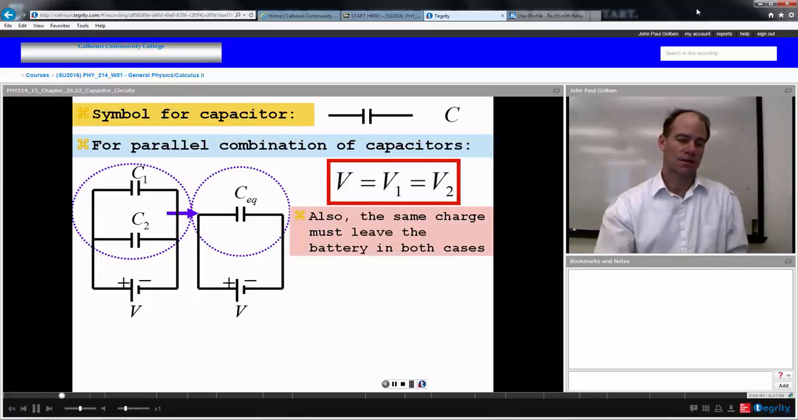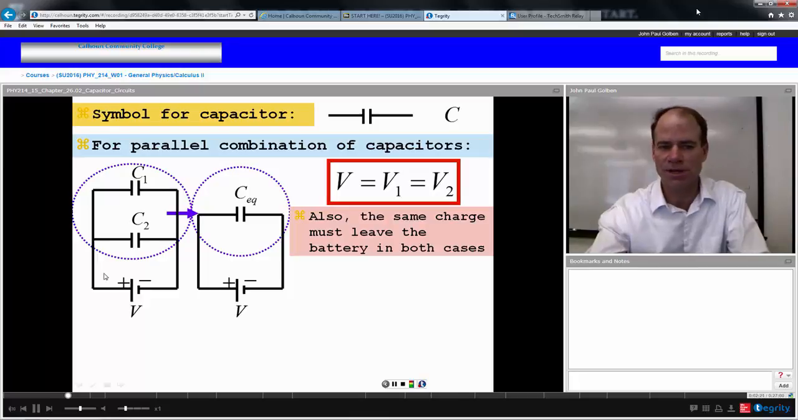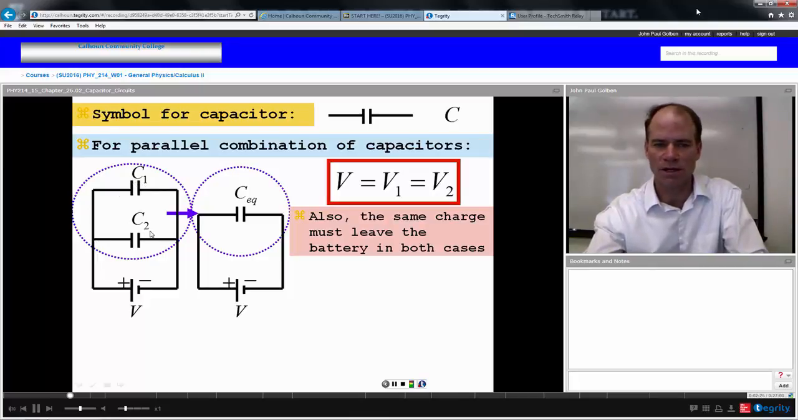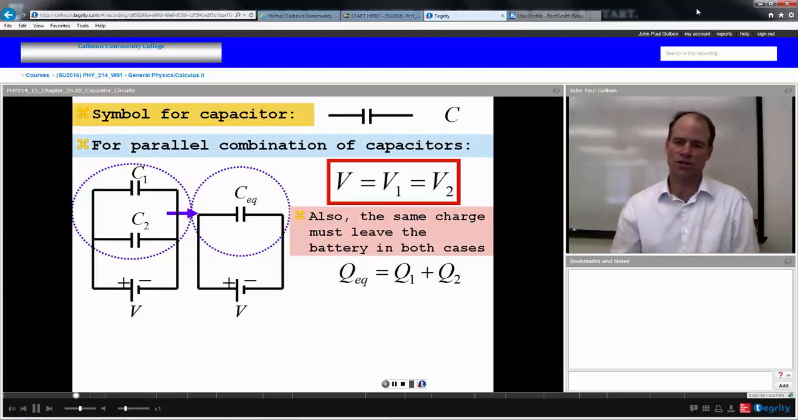Also, like I said, the battery should not know that we have a different circuit. It must be truly an equivalent circuit. So the same charge will leave the battery in either circuit. And so if we have charge coming out of this first circuit, it's going to split. Some of it's going to go to C1, some of it's going to go to C2. In our equivalent circuit, all the charge will go to our C equivalent. So we'll have Q equivalent is equal to Q1 plus Q2. They should be the same total charge.